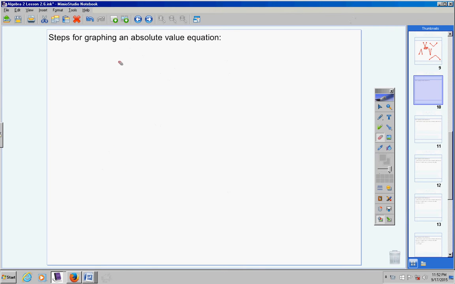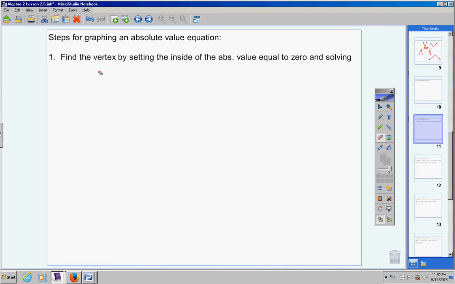Here are the steps for graphing an absolute value equation. There are 4 of them. I'm going to put them up here quickly. After the 4th one, you can pause the video and then copy them down, okay?